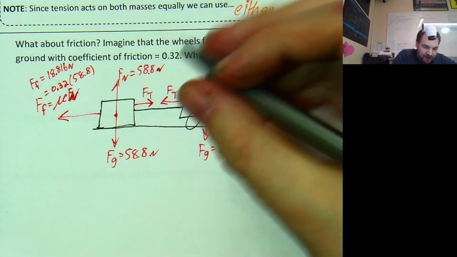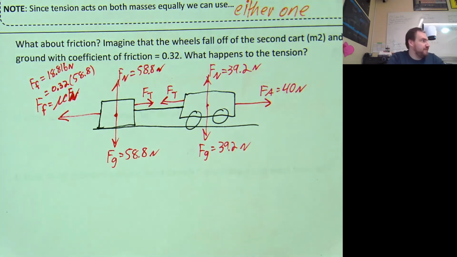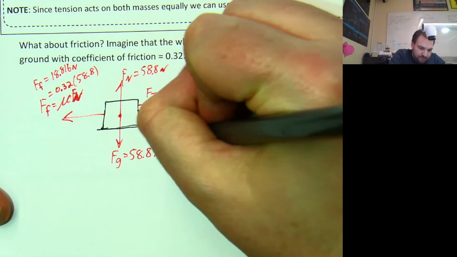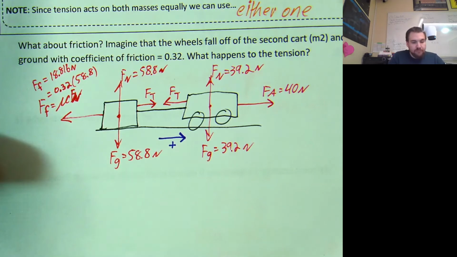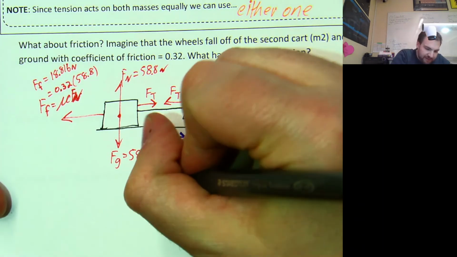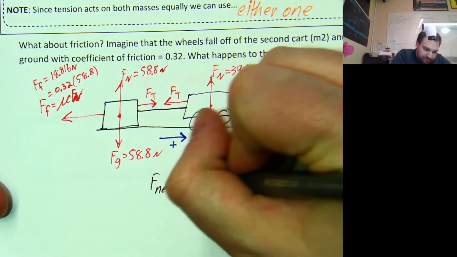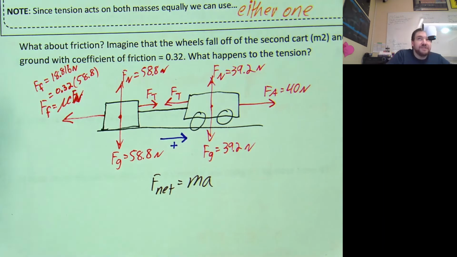So now I've got, oh, and which direction do we want positive to be? To the right. Okay, let's do it. We start with F net equals MA, and this is for the entire system. So what forces are acting in the plane of motion?